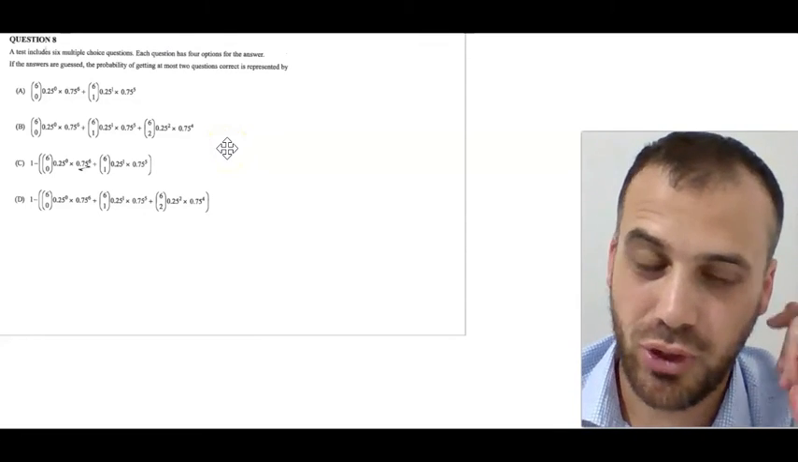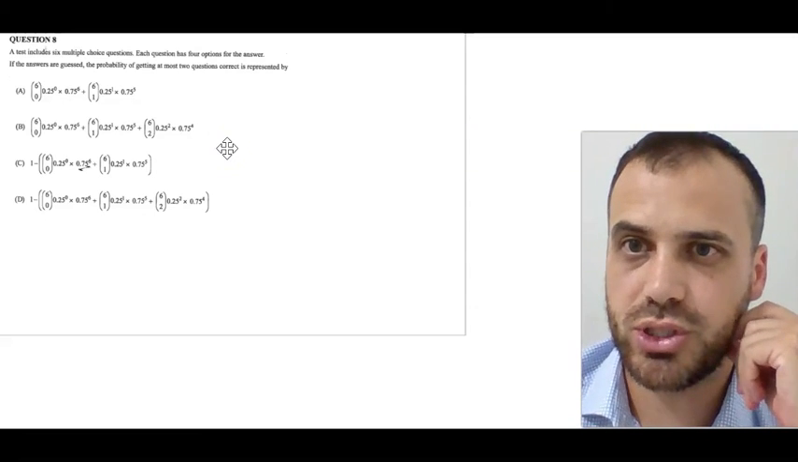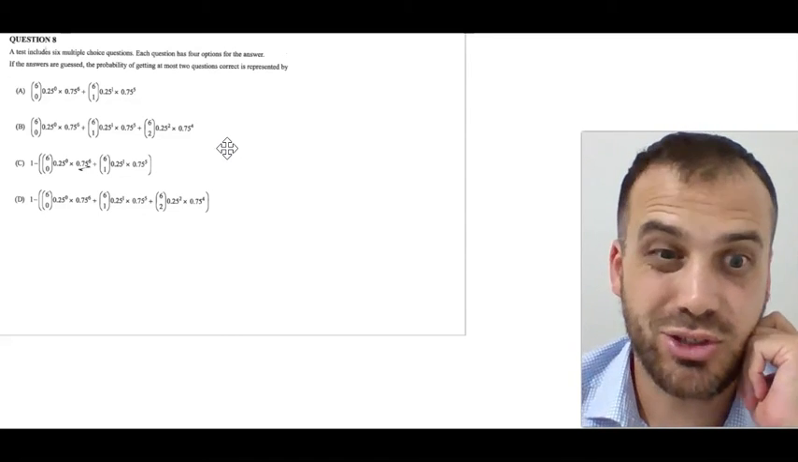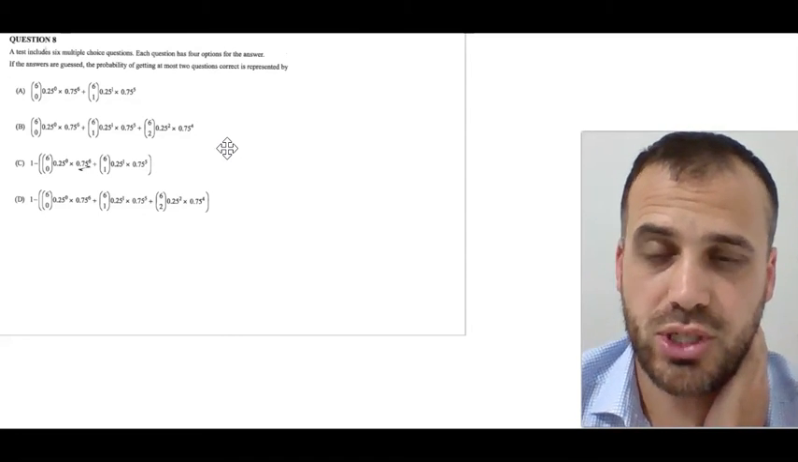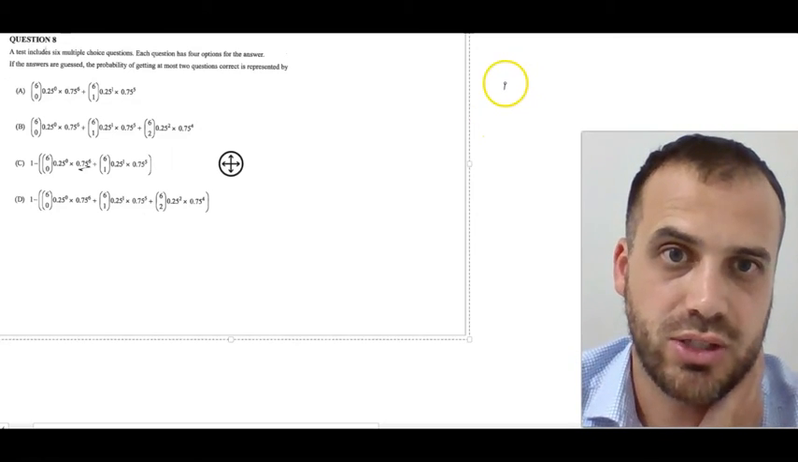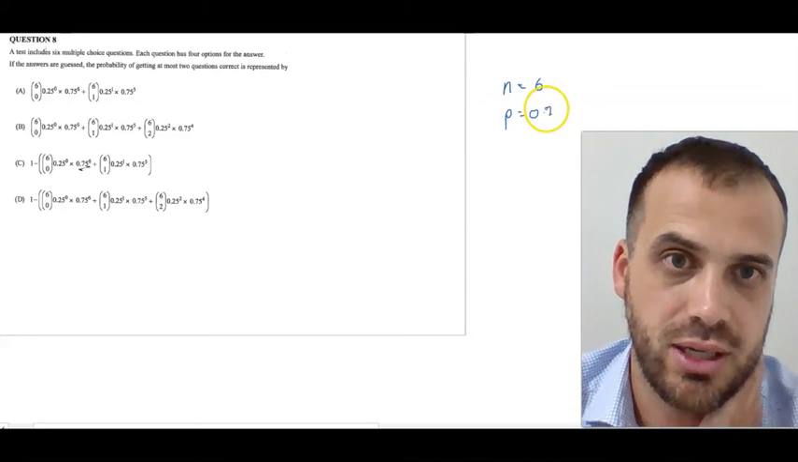It really feels like I've got to read the question here, like fully. A test includes 6 multiple choice questions. Each question has 4 options. All right, so there's going to be 6 trials, and if each question has 4 options, the probability of success is 0.25. So even without reading the rest of the question, 6 trials, probability of success, 0.25.